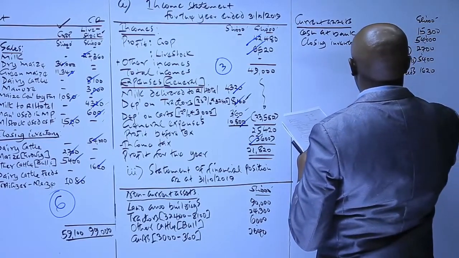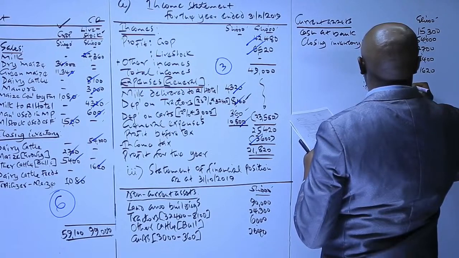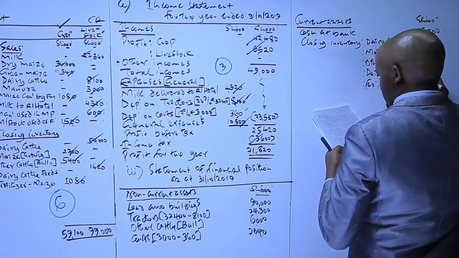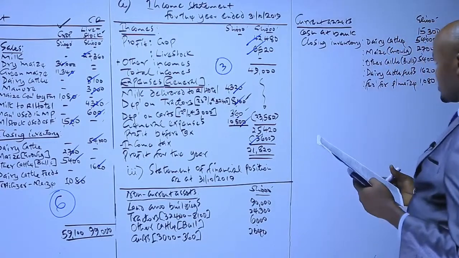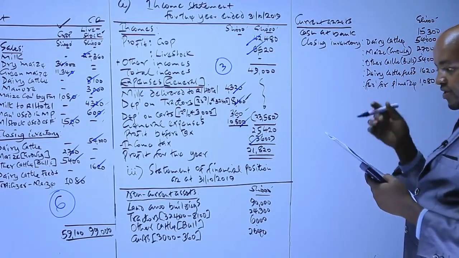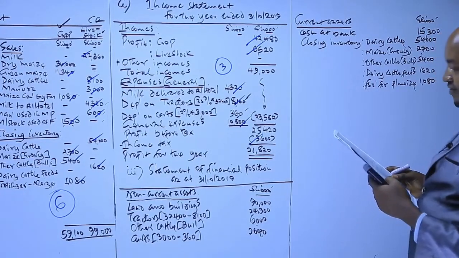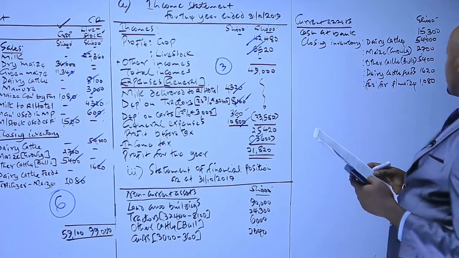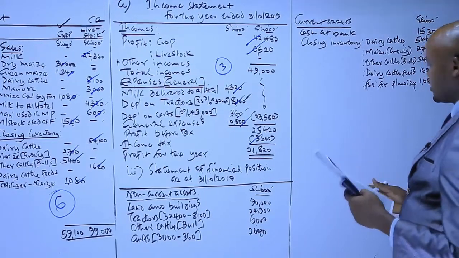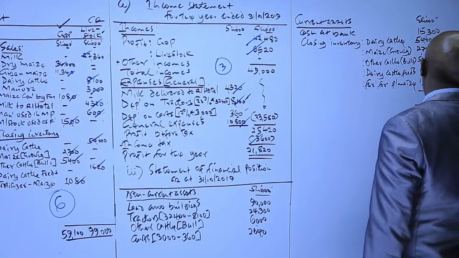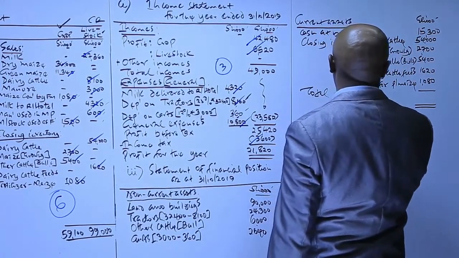And then we have fertilizer for planting maize, which is 1,080. So those are the various items of closing inventory we have in note number 1. Okay, number 2, number 3, number 4. Yes, we don't have any other item of current assets.